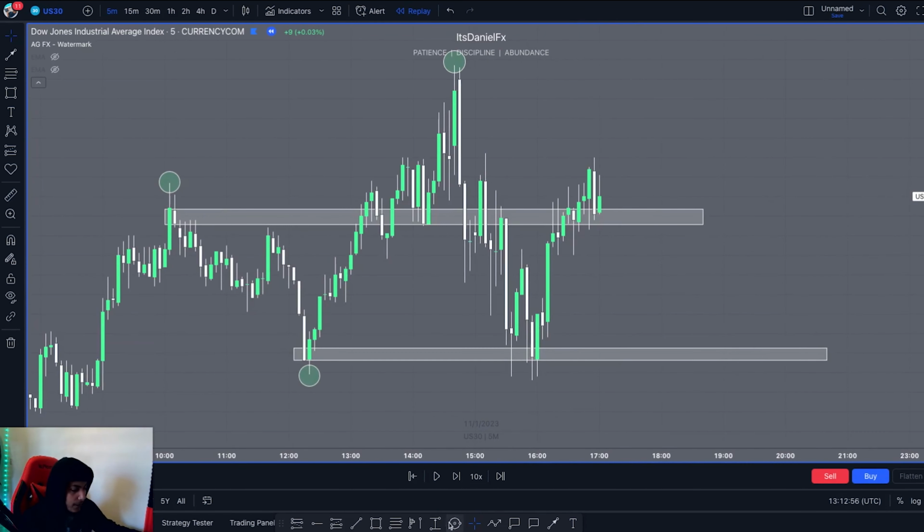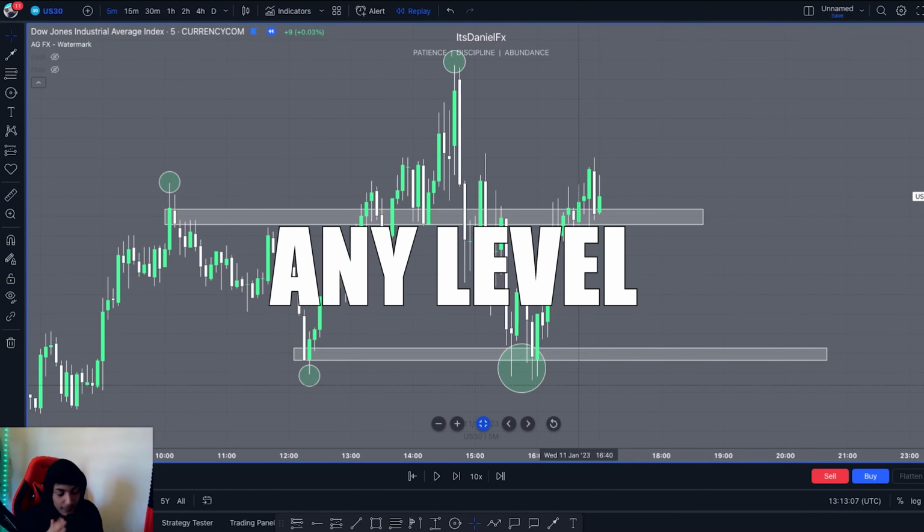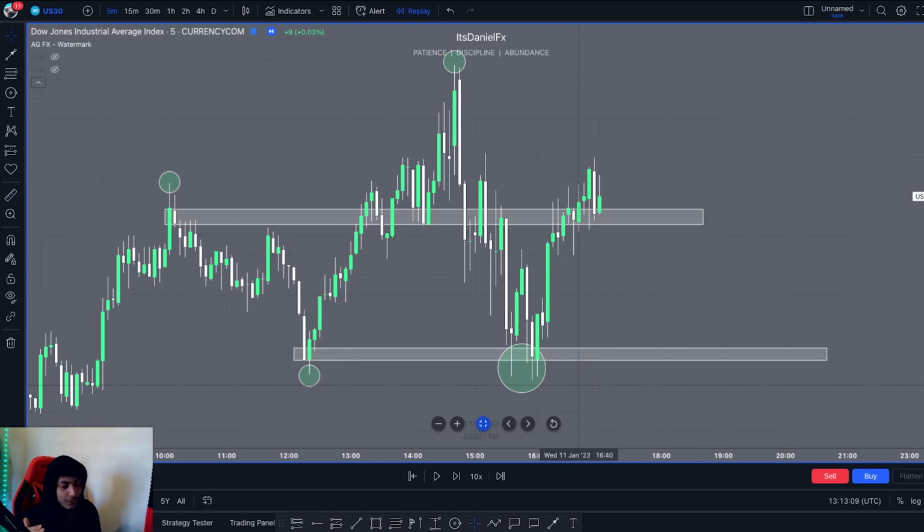But the important part is you're waiting to see price respect the level. It's not even necessarily about how you draw your key levels, but it's how you wait for your levels to be respected. Because any level can be broken. It doesn't matter how well you draw your levels. Any level can be broken. But you are waiting to see price respect your level and give you a confirmation in your direction.